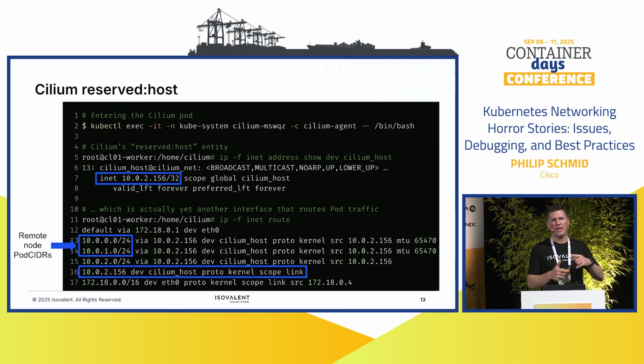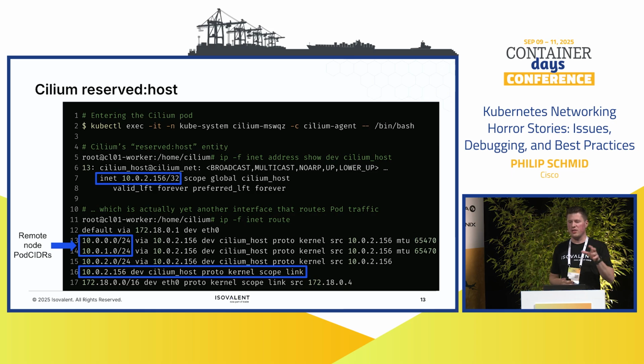So, for example, every pod that is running on this particular node here is using this IP 10.0.2.156 as its default gateway. That essentially means every pod that is on the same node always uses this IP as its default gateway to send traffic either to pods on the same node, to pods on a remote node, or perhaps even via masquerading NAT to the outside world.